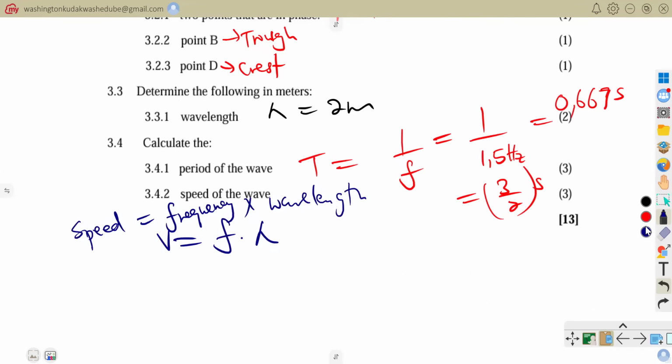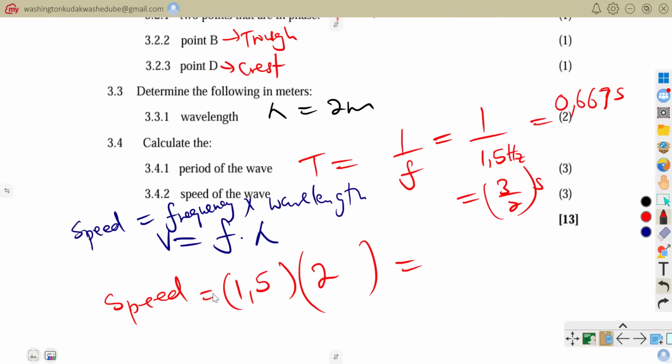Now I'll substitute what I have so that I can find what I do not have. I'm looking for the speed. I've got my frequency, which is 1.5, and I've got my wavelength, which we said is 2 meters. So I would say 2 times 1.5. That will give me an answer of 3 meters per second.